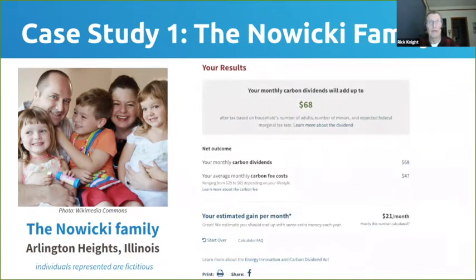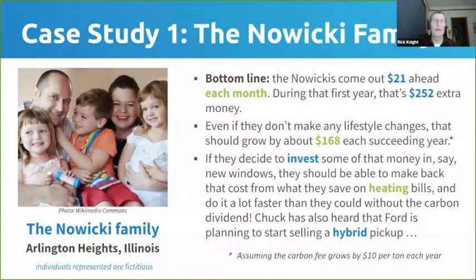And here's the final screen. The Nowickis get $68 in dividends, and their carbon costs should be about $47, so they come out $21 to the plus side, averaged over the year. Of course, some months they'll come out behind, like in the winter when heating costs are high, or during a summer vacation if they take a long trip and burn a lot of gas. But in other months, they'll come out way ahead. Overall, during that first year, that $21 bottom line should add up to $250 more than their carbon costs.